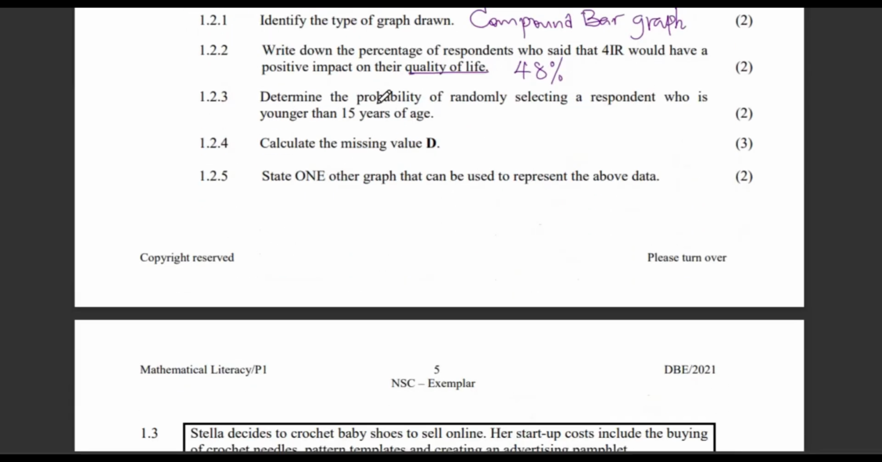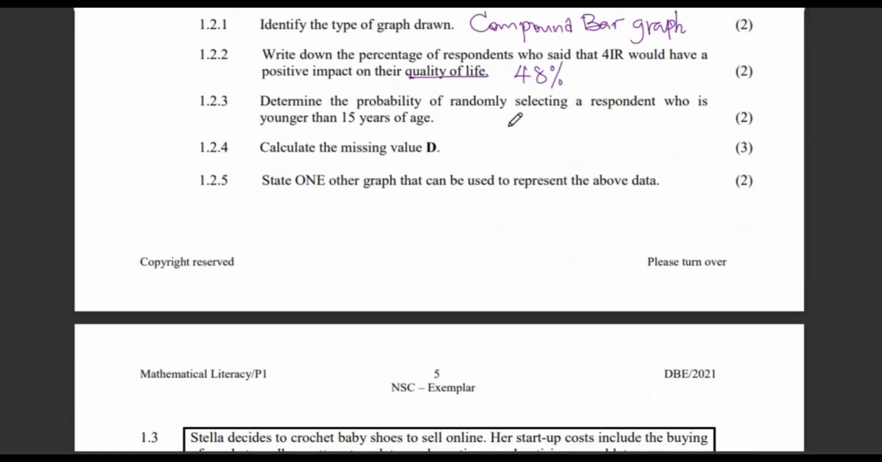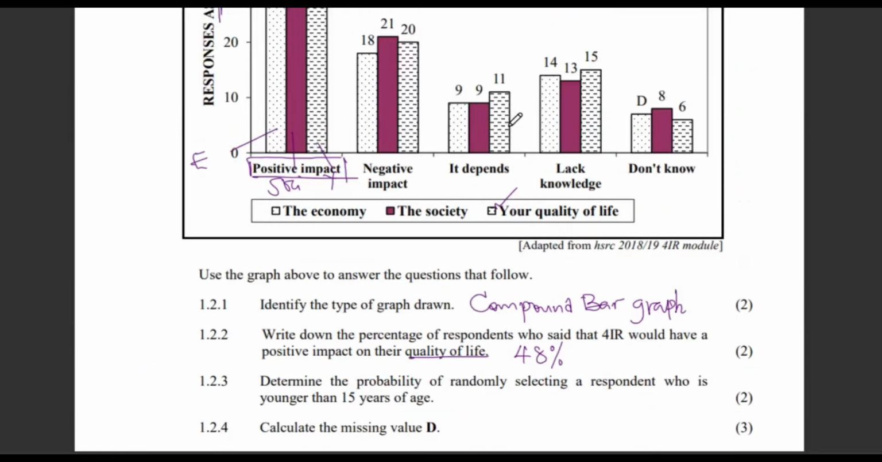Determine the probability of randomly selecting a respondent who is younger than 15 years of age. A respondent who is younger than 15 years of age.